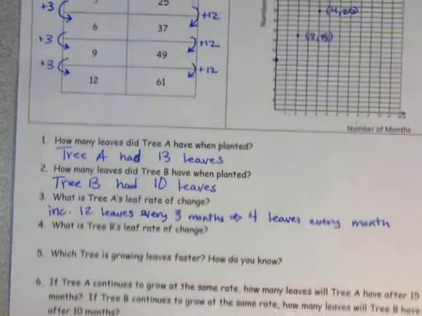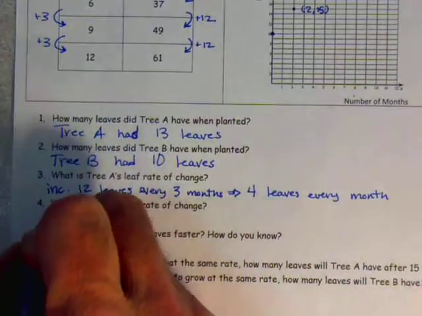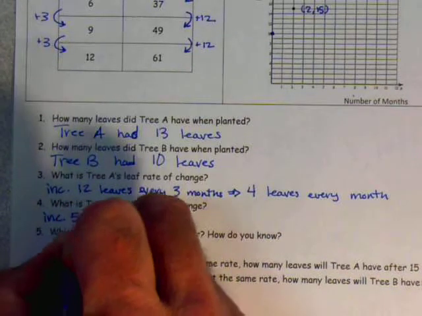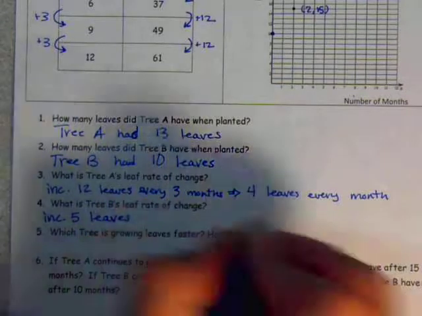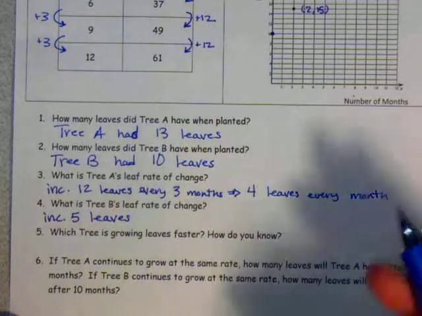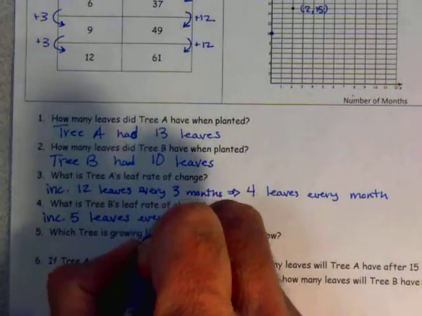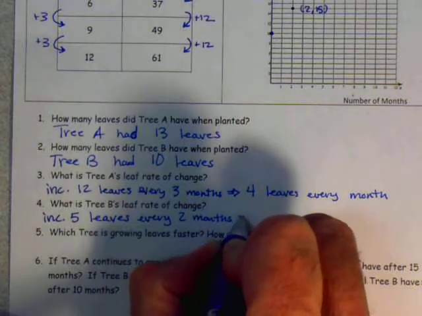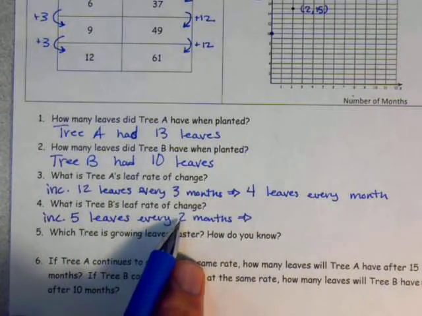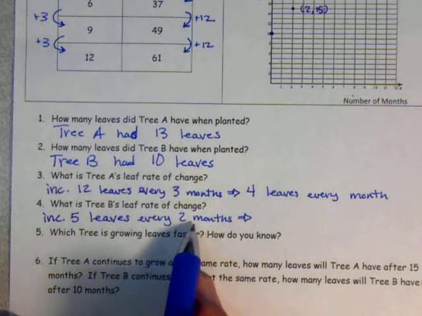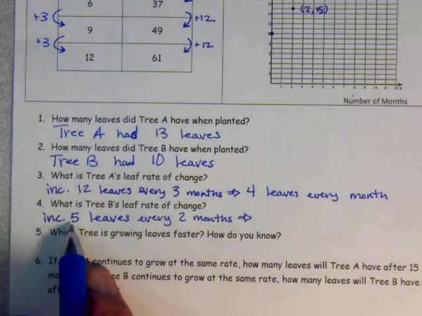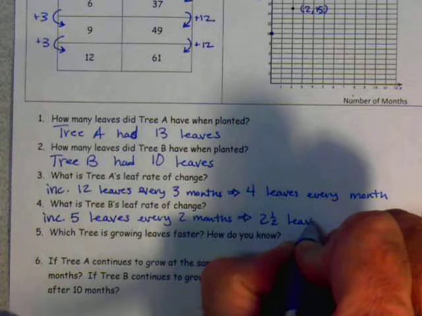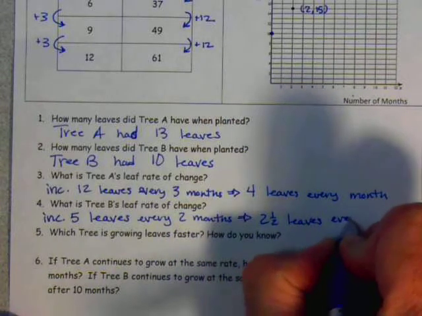So let's look at tree B. Well, tree B was an increase of 5 leaves every 2 months. Well, if it's 2 months and I want to know how much is in 1 month, I have to take half of the months and I would take half of the leaves. So that ends up being 2.5 leaves every month.